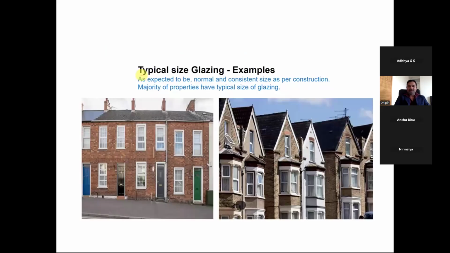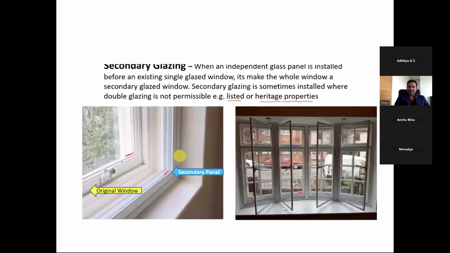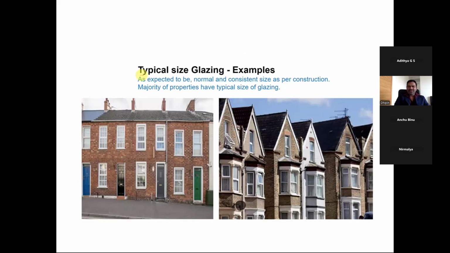This is something that I have highlighted. Slightly, this may vary in warm countries like India, but typical glazing is... Can someone tell me, if you look at the property over here, what type of glazing is it? Okay, please go to the previous slide. Can someone tell me what kind of glazing is it?